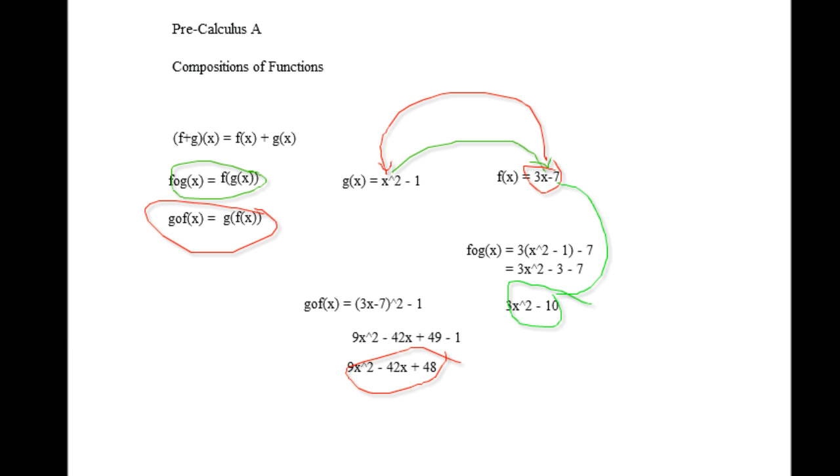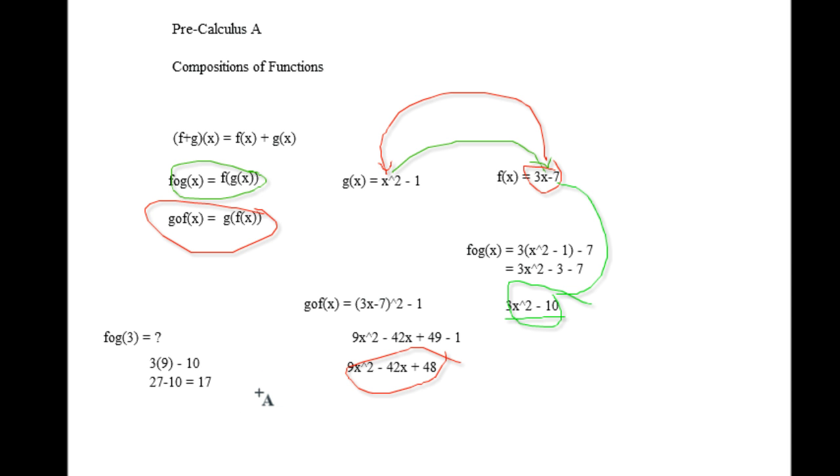Now if they do put in numbers, for example, fog of 3, and we're still using the same thing, and they ask what does that equal, that means you're going to take the function we just got for fog, and plug 3 in for x. Whenever you see a number other than x up here in the parentheses, that means you're plugging that in. So it's 3 times 3 squared, which is 9, minus 10. That turns into 27 minus 10, which is equal to 17. So fog of 3 becomes 17.